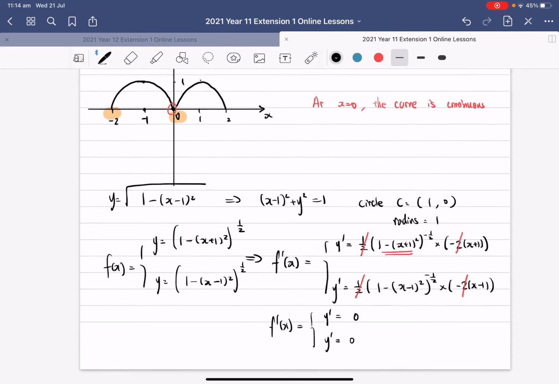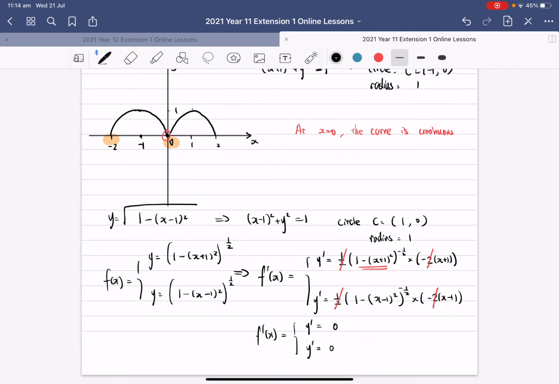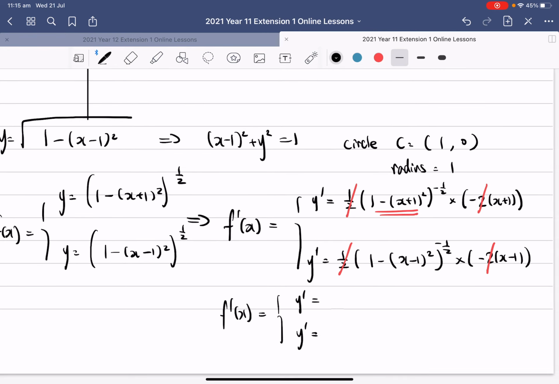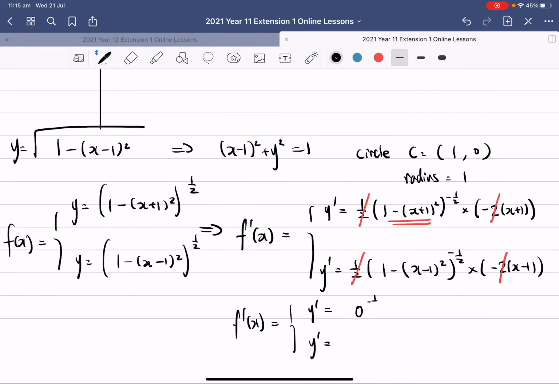Okay, so that question, yes, it's not differentiable. The function is continuous, and yes, we have the derivative both equal to 0 at this point here. The mistake I'm making is that if I do a proper substitution, you end up with 0 to the power of negative half times 1, and 0 to the power of negative half is undefined.